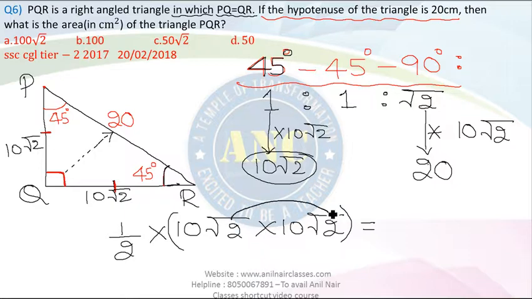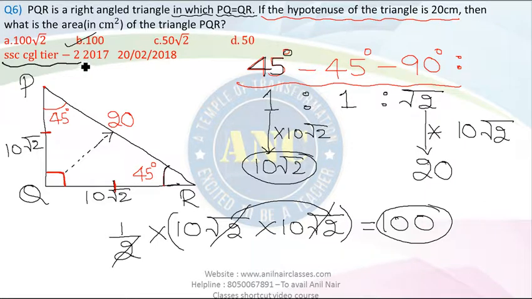Root 2 into root 2 is 2. 2 is cancelled with this 2. 10 into 10 is 100. Answer is 100 square units or square centimeters for this original SSC Tier 2 CGL question, which was asked in the year 2017. I hope the idea is very clear for you people, sir.